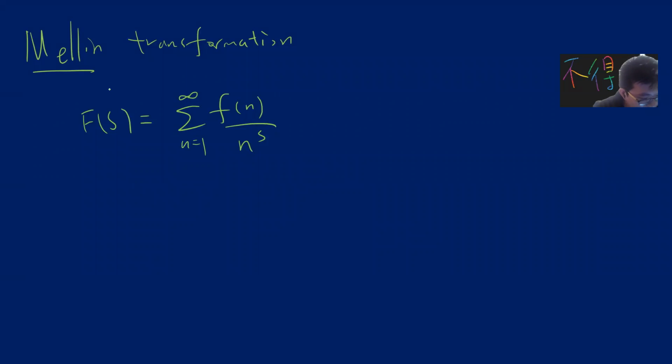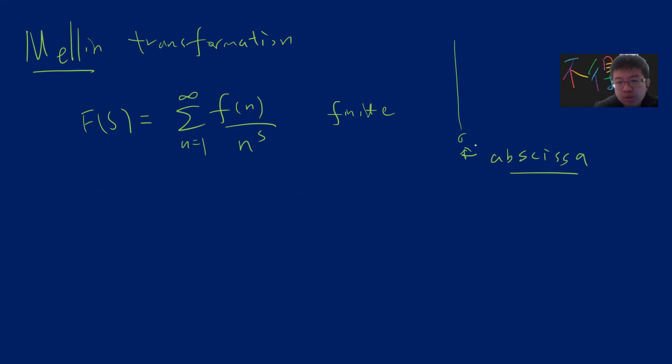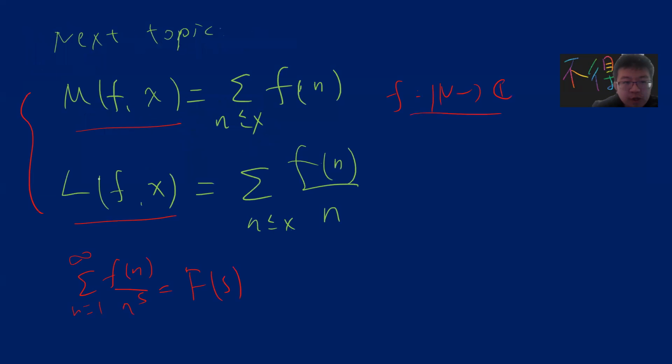So this is the Dirichlet series, and it has a finite abscissa of convergence. Basically what I'm saying is that after this sigma a, all these points are absolutely convergent. Let's say somebody gives you a Dirichlet series, and we need to find the relation between this M and L.